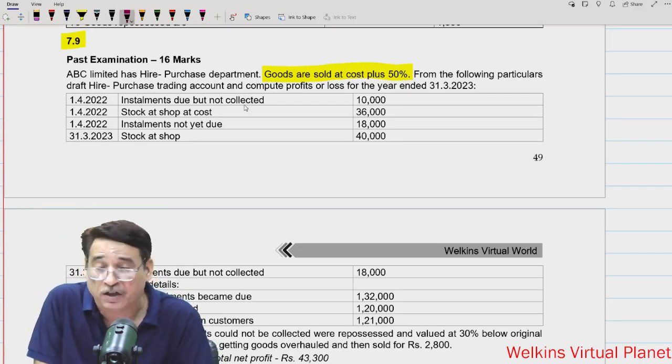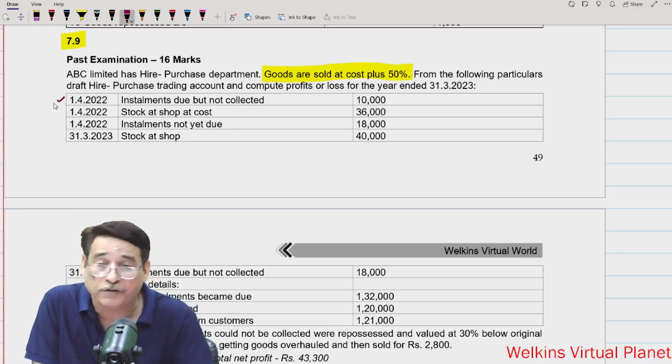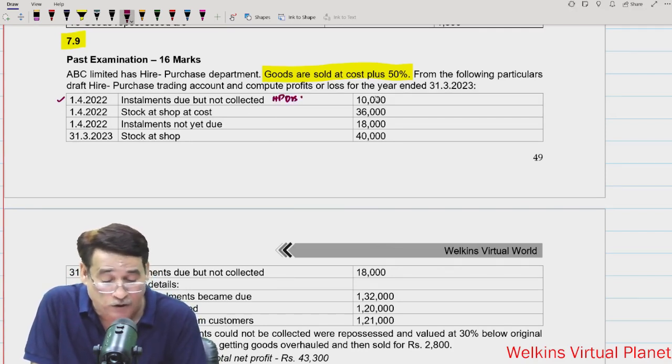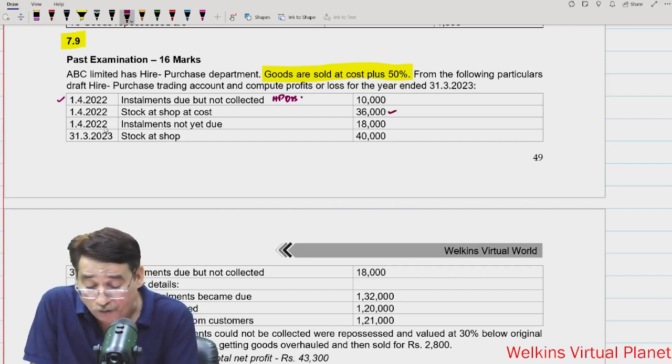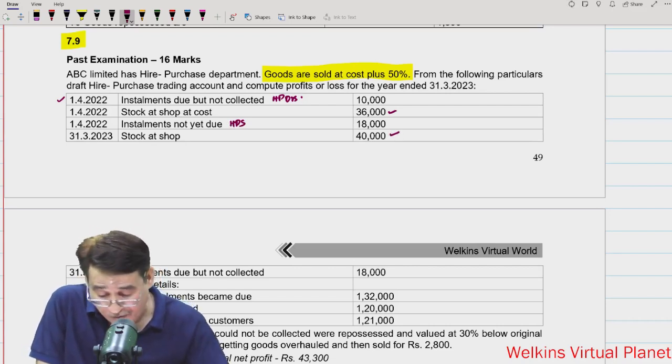Installment due but not collected on 1/4/2022. What does it show? It shows the opening balance of hire purchase debtors. In the debtors account, you will write 10,000. You will have to prepare a stock in shop account opening balance. Installment not due on 1/4/2022 means hire purchase stock account balance. Correct? Stock in shop account closing balance is given.